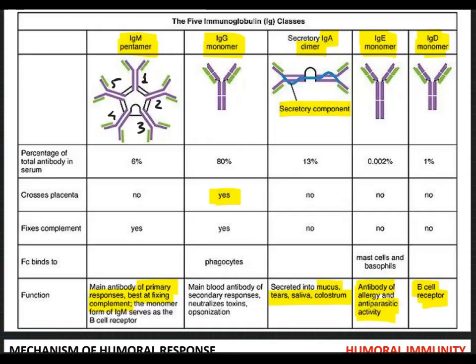So IgG, the only antibody that can cross the placenta, is also real good at activating complement. And the Fc fragment, this one, can bind to phagocytes. That will become super important.